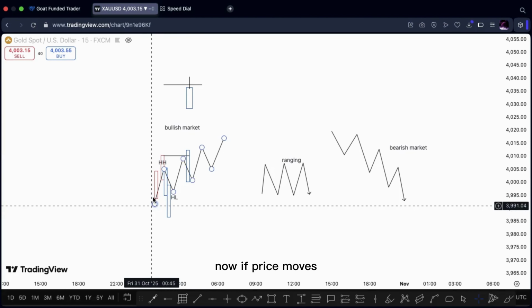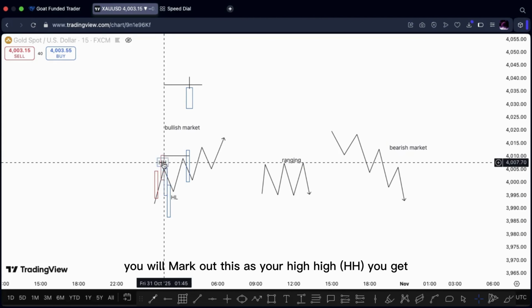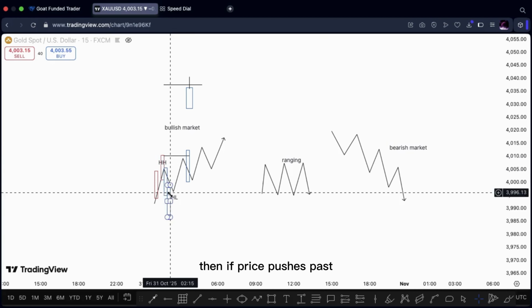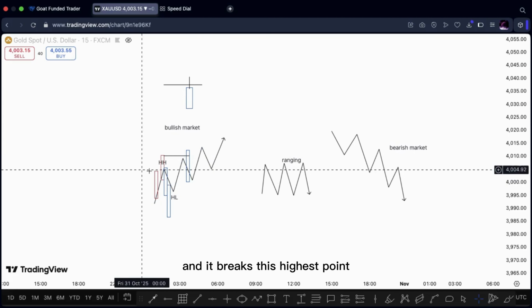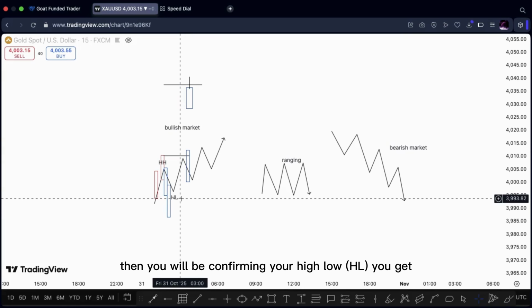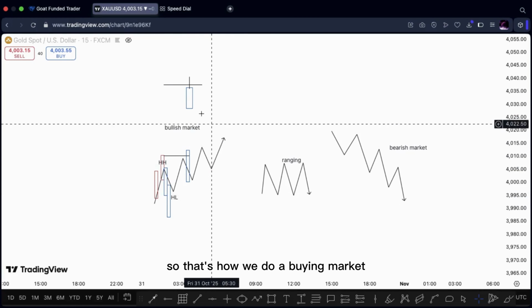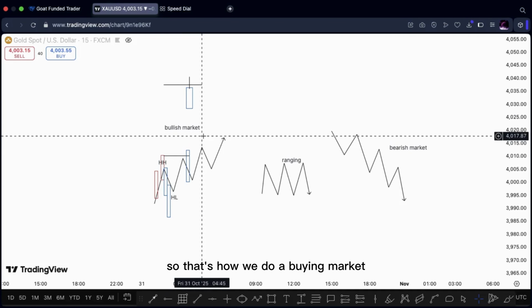Now if price moves, then it retraces, you will mark out this as your high. You get? Then if price pushes past and breaks this highest point, then you will be confirming your higher low. You get? So that's how we do a buying market.